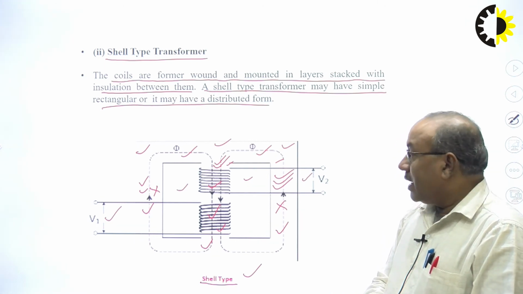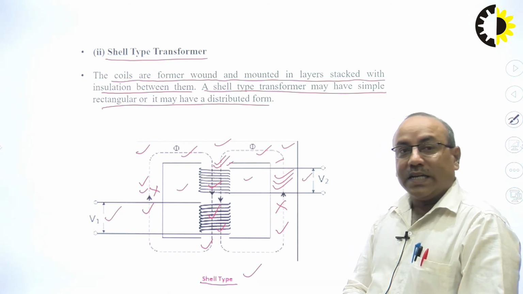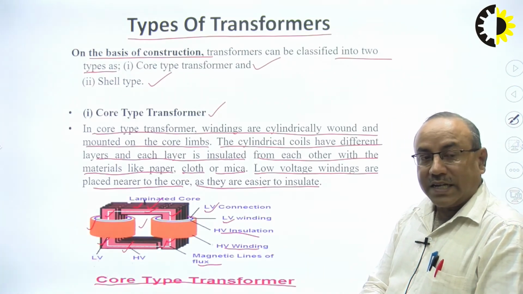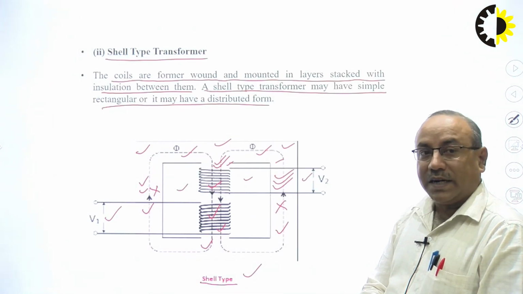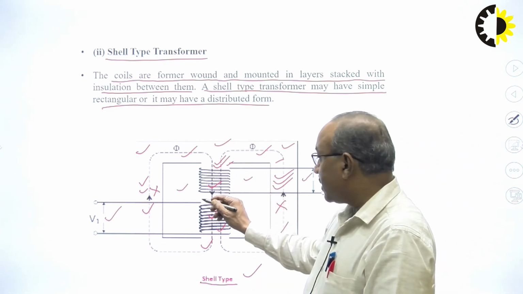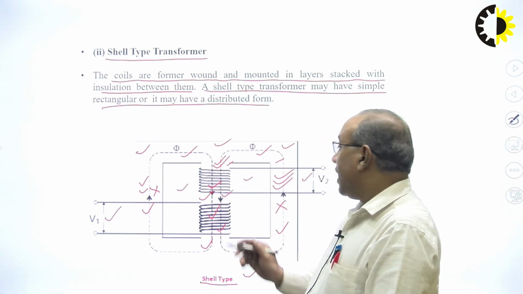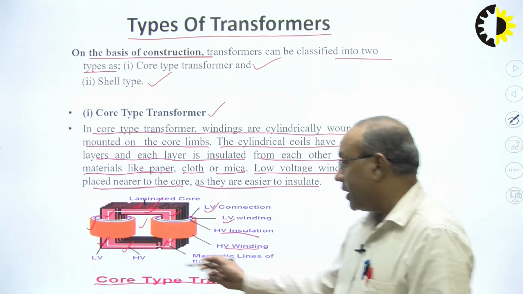Other than that, if we see the maintenance, the maintenance of core type transformer is easier, but in shell type transformer maintenance is difficult and costly also. The reason being, in the shell type the windings are wound over the central limb, while in the core type transformer the windings are wound over the outer limbs.